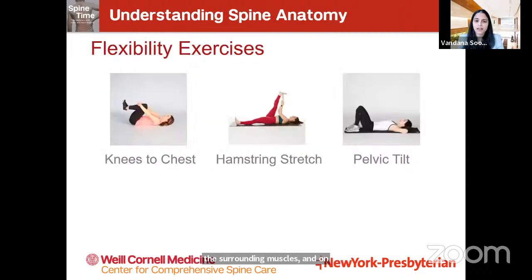And on our next slide, we have some good examples of flexibility exercises. So strength of the muscles alone is not enough. We need to make sure that our spine is flexible and able to move in all the directions we need it to. And so here are some good examples of exercises that can help with building and maintaining flexibility across your spine.